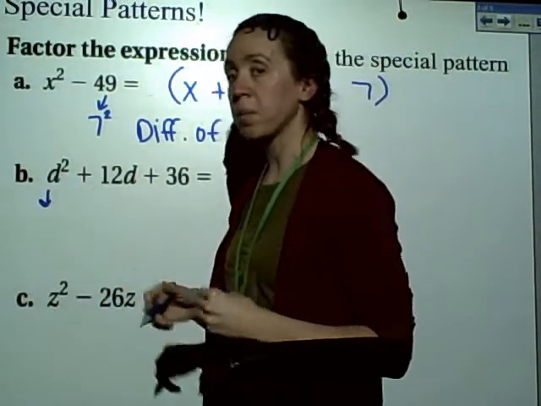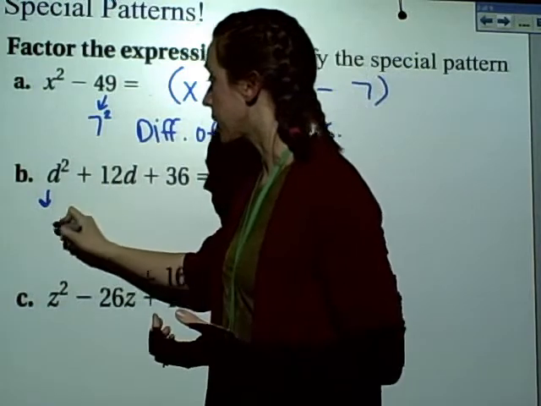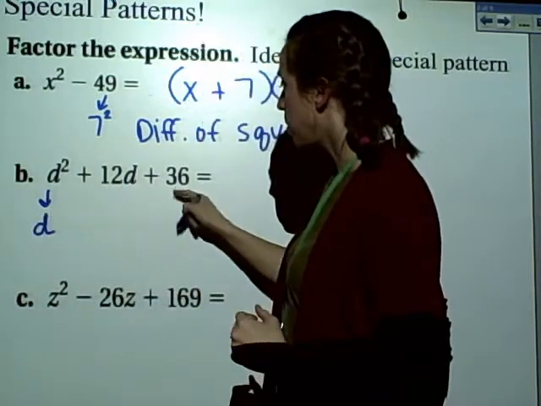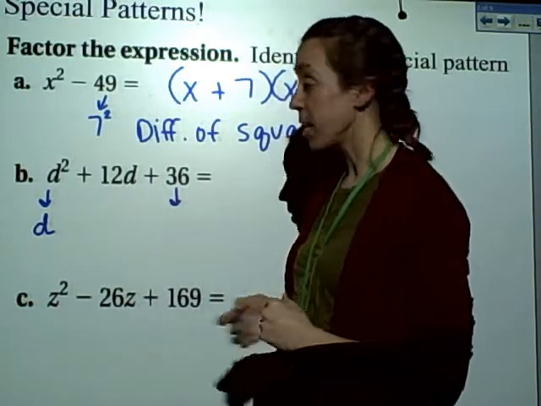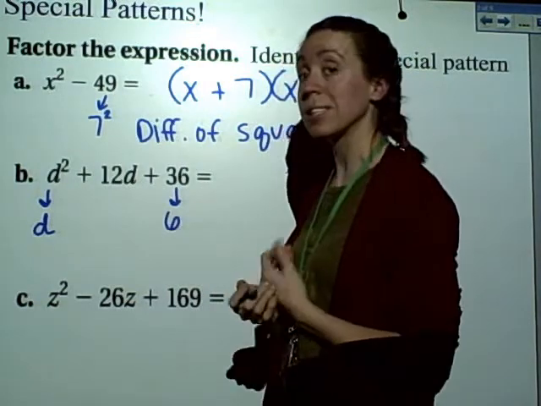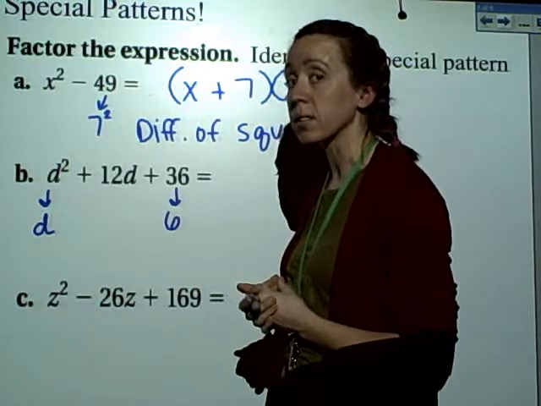That means there's something being squared here, and there is. In this case, it's d. Something is being squared in your last spot, and it is 6. 6 is being squared to give you 36.